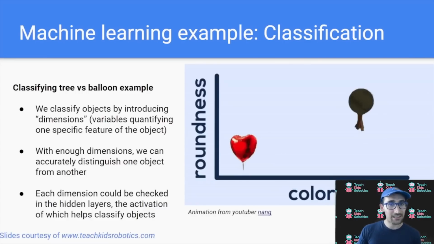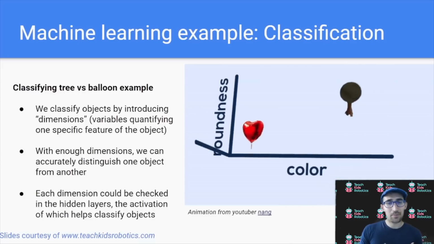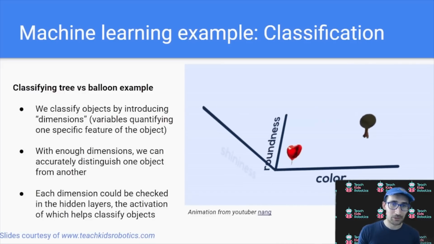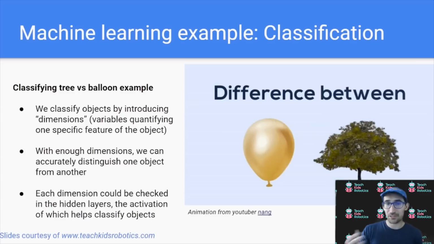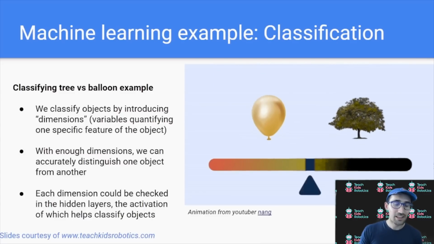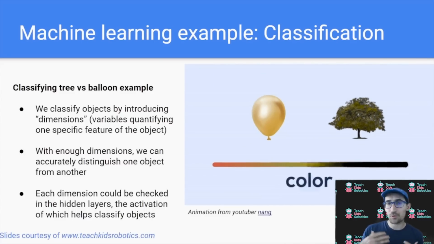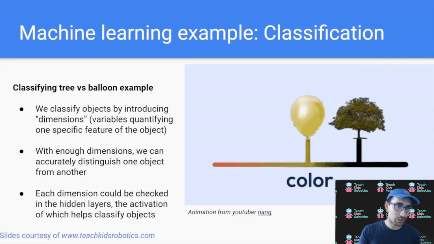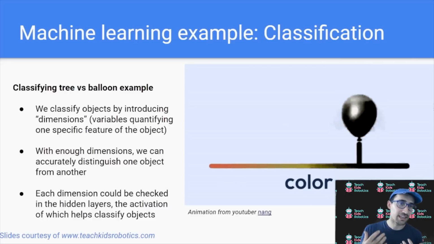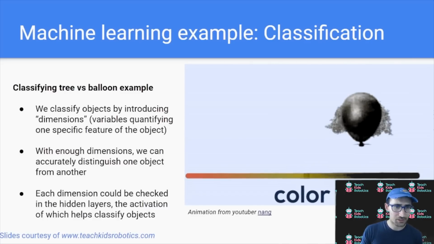So we introduce a second dimension, roundness. But then what if you had a round tree? Now you would need to introduce a third dimension, shininess, and so on and so forth. So the different dimensions or the different properties of a given object allow us to classify it, and we encode these different properties or dimensions within the hidden layers and the activation functions.